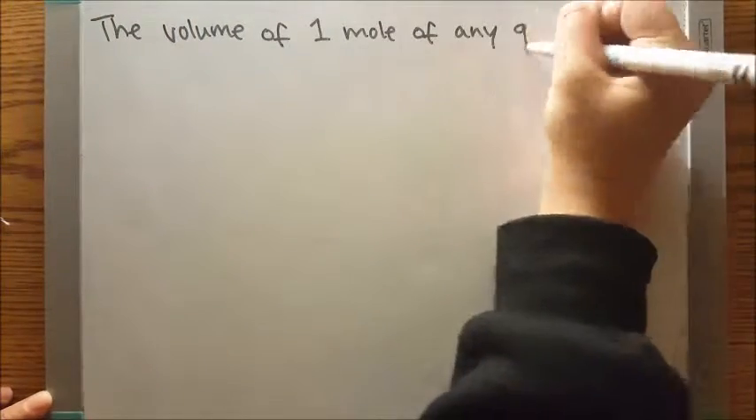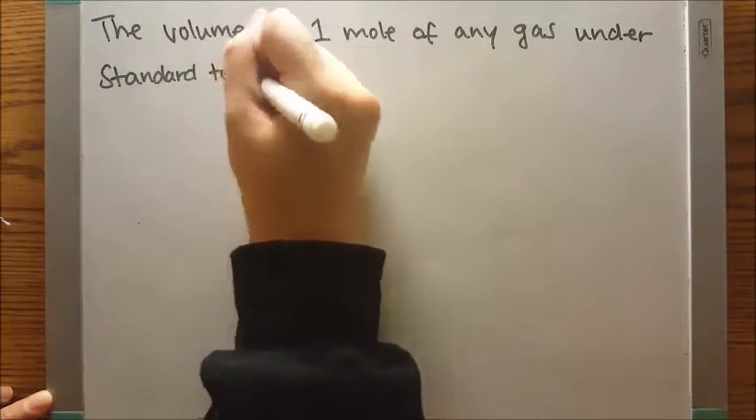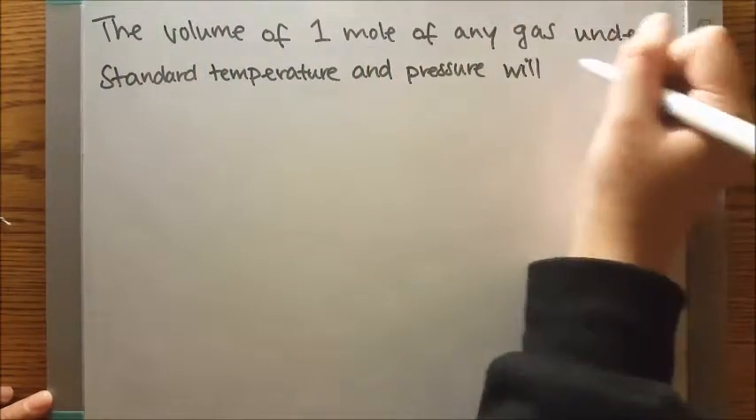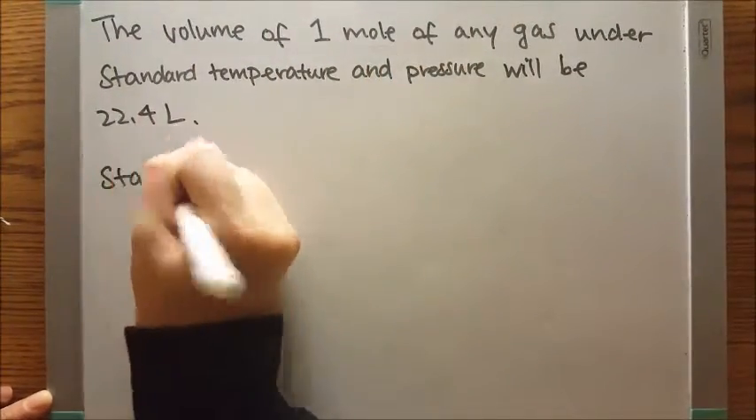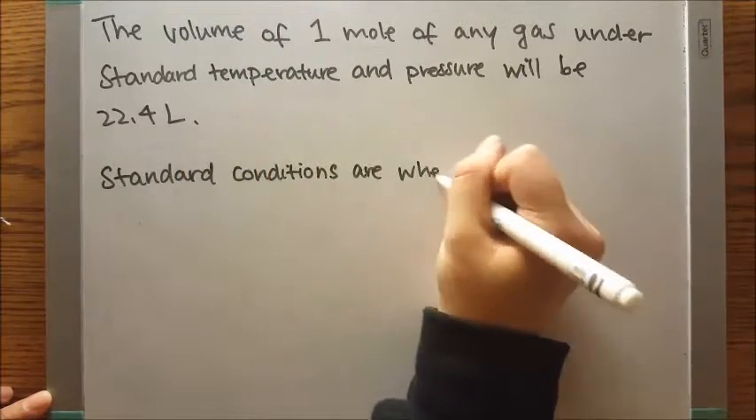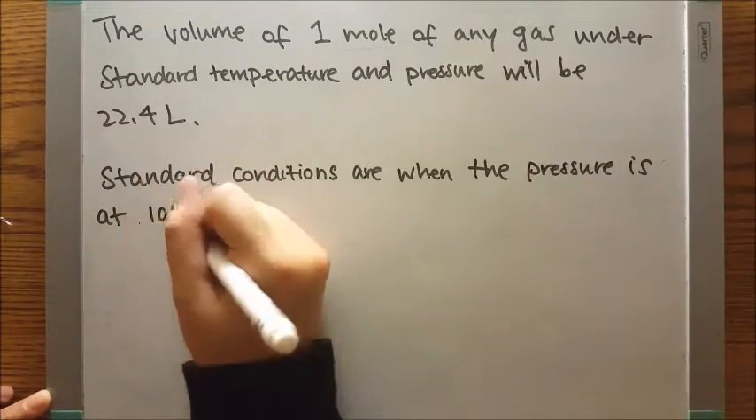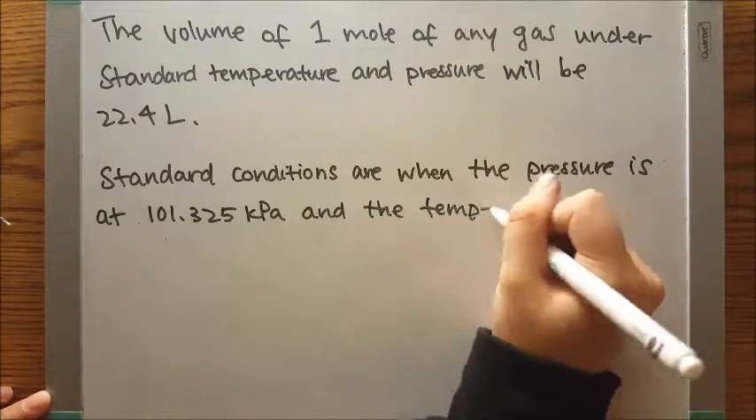Alright, now to recap. The volume of 1 mole of any gas under standard temperature and pressure will be 22.4 liters. Standard conditions are when the pressure is at 101.325 kilopascals and the temperature is at 273 Kelvin.